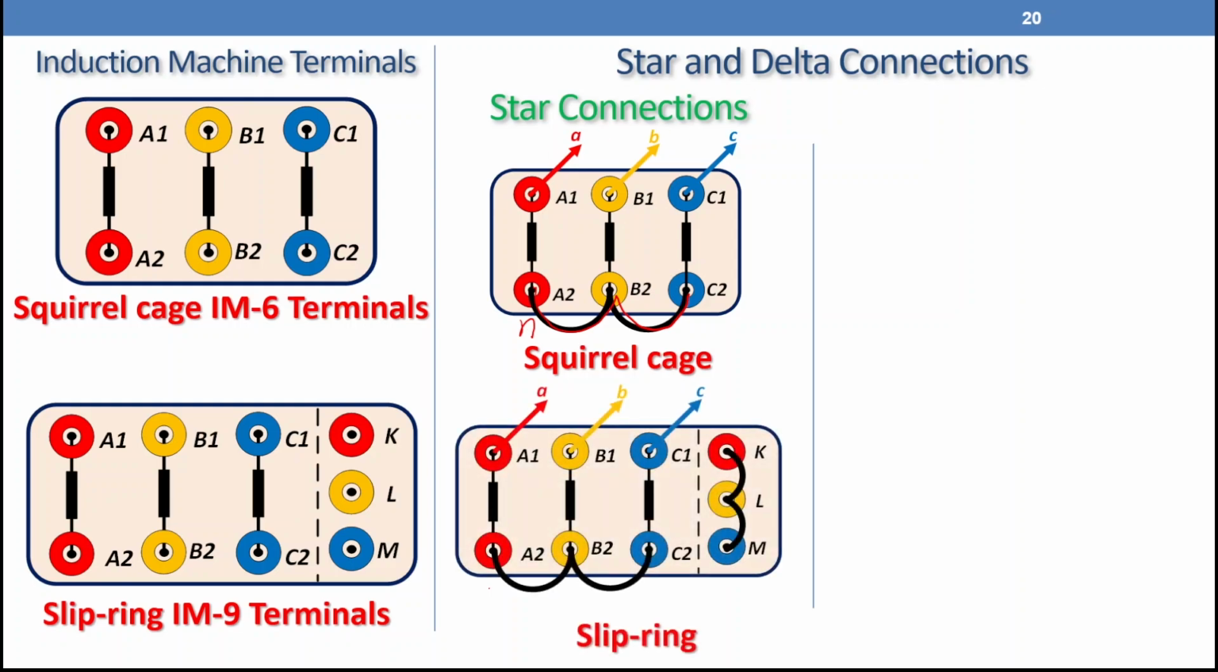Regarding the slip ring, we have the same action in the stator. We're going to connect A2, B2, C2 to make a neutral point, and we're going to feed the machine from A1, B1, C1. But we need to connect K and L and M together. We need to short circuit the rotor.